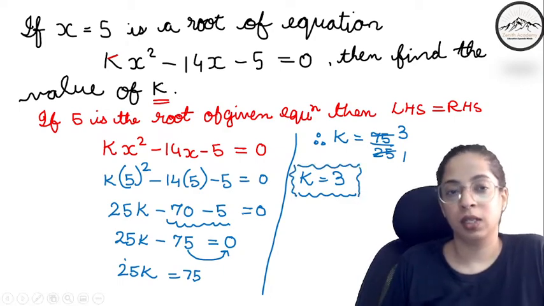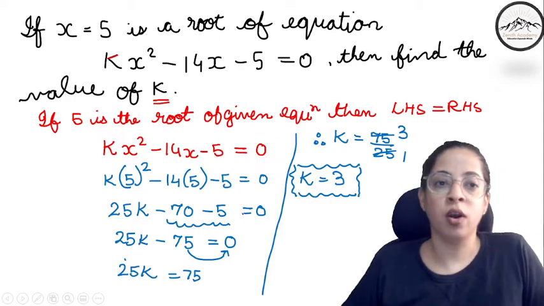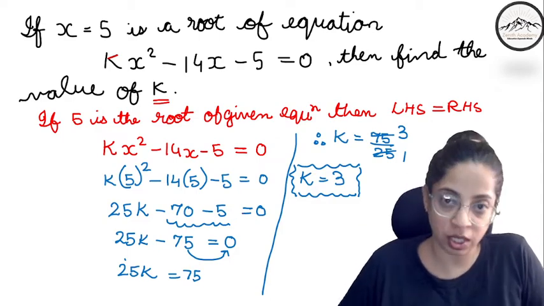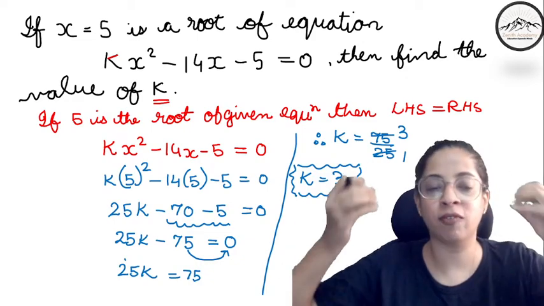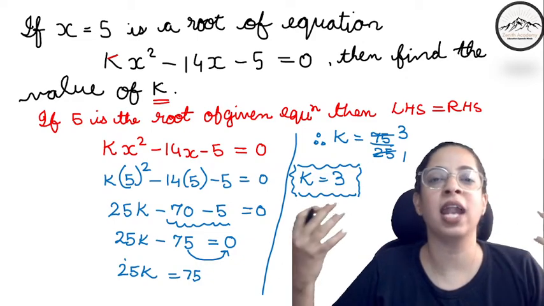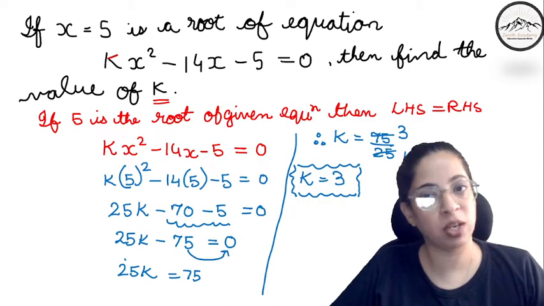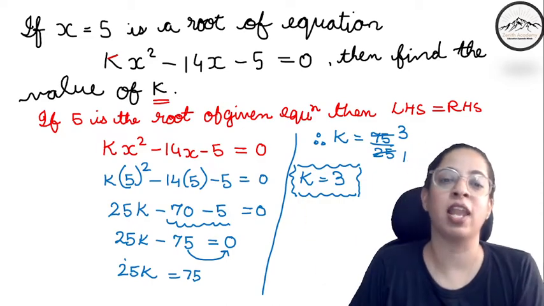Okay. So if we know any root of the equation, any one root, we put that value in the quadratic equation, equate the left hand side to the right hand side, and find the value of k.